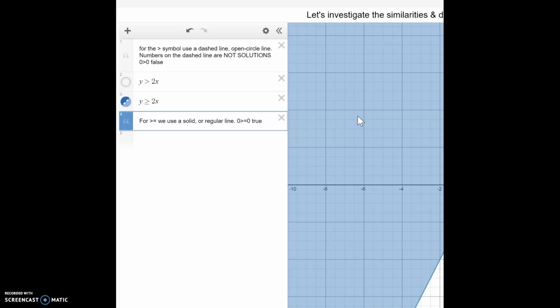So that means that solutions on the solid line are solutions. So this is kind of a really weird thing. I spelled solutions wrong.